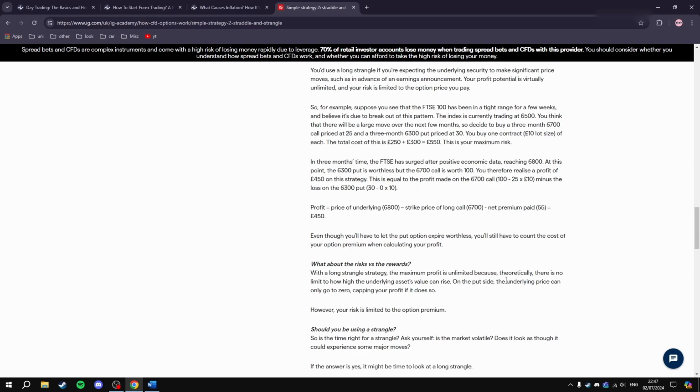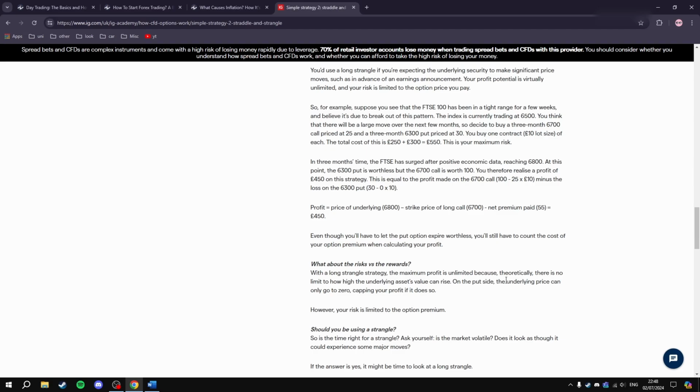So for example, suppose you see that the FTSE 100 has been in a tight range for a few weeks and believe it's due to break out of this pattern. The index is currently trading at 6500. You think that there will be a large move over the next few months, so you decide to buy a 3-month 6700 call priced at 25 and a 3-month 6300 put priced at 30. You buy one contract, £10 lot size of each. Total cost of this is £250 plus £300, which is £550. This is your maximum risk.